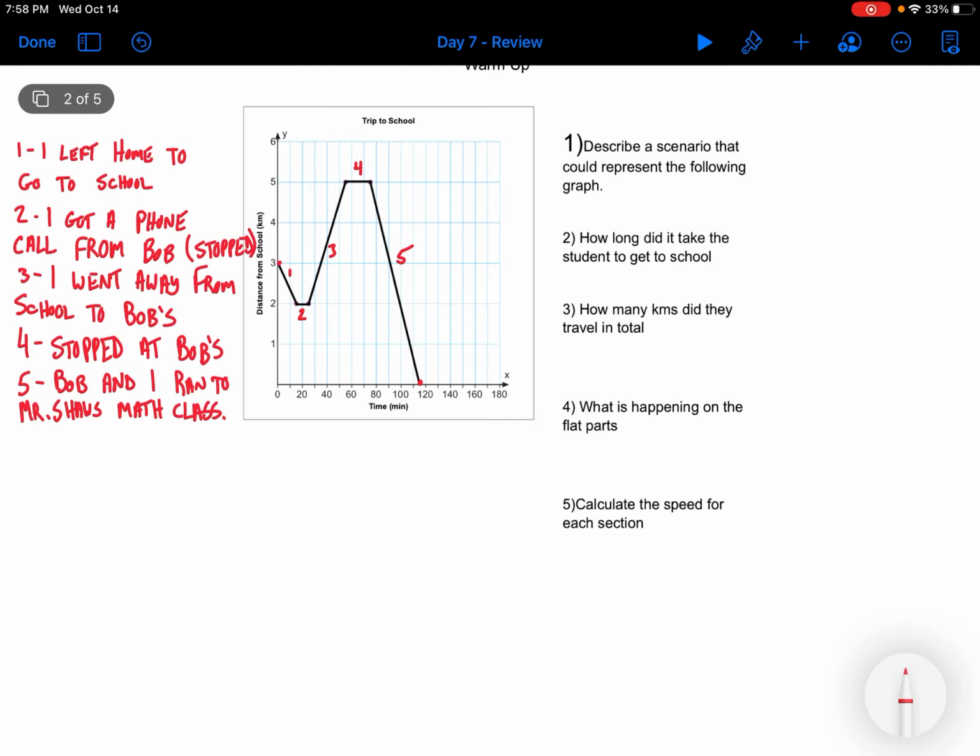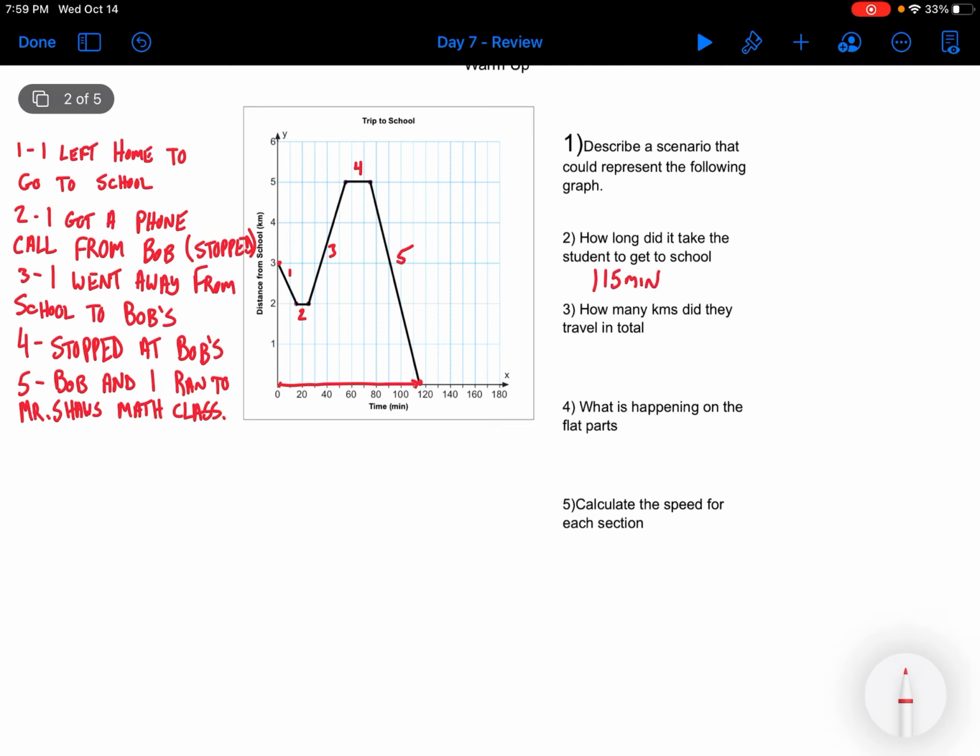Okay, how long did it take for the student to get to school? Well, we need to look at the total time. The total time was from 0 all the way to the end, which if each of these dashes is 10 minutes, that's 115 minutes.